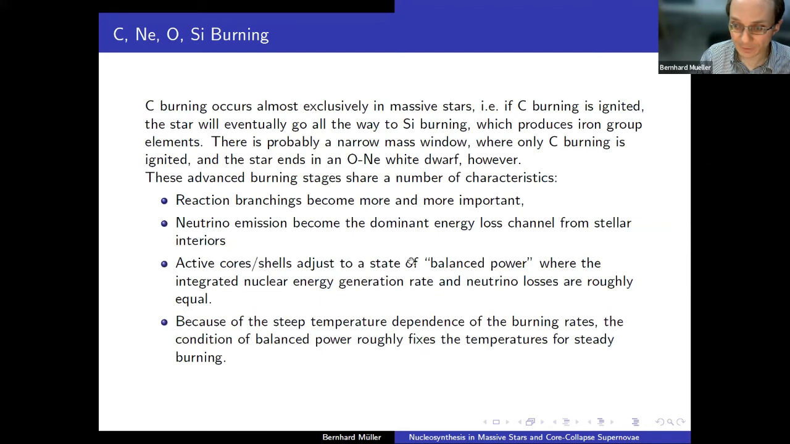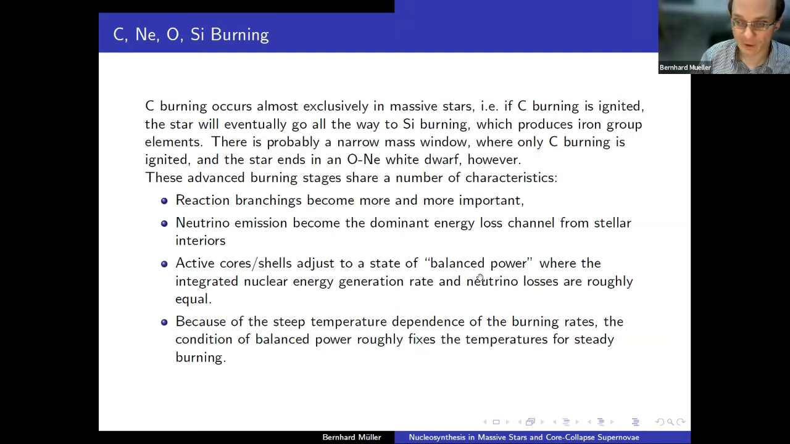Now, when we go on to the next burnings, we've already discussed their physics quite a bit. This is something that almost exclusively happens in massive stars. The carbon burning might still occur at the transition region from low mass stars to high mass stars, where you're close to the threshold for iron core formation, but don't get there and instead make an oxygen neon magnesium white dwarf, but mostly it's limited to massive stars.